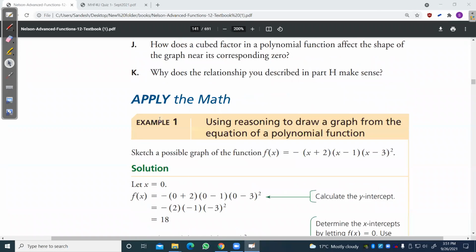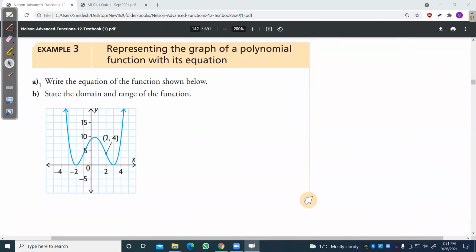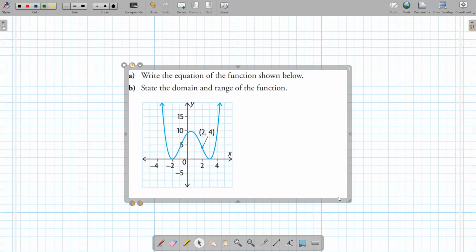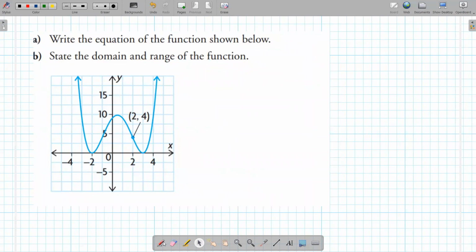So let's do another one. Let's try and come up with the equation for this one. First of all, how many turning points are there? There's 1, 2, 3. So there's 3 turning points, so this is x to the power of 4. And if there's 2 turning points, it's x to the power 3, like this.